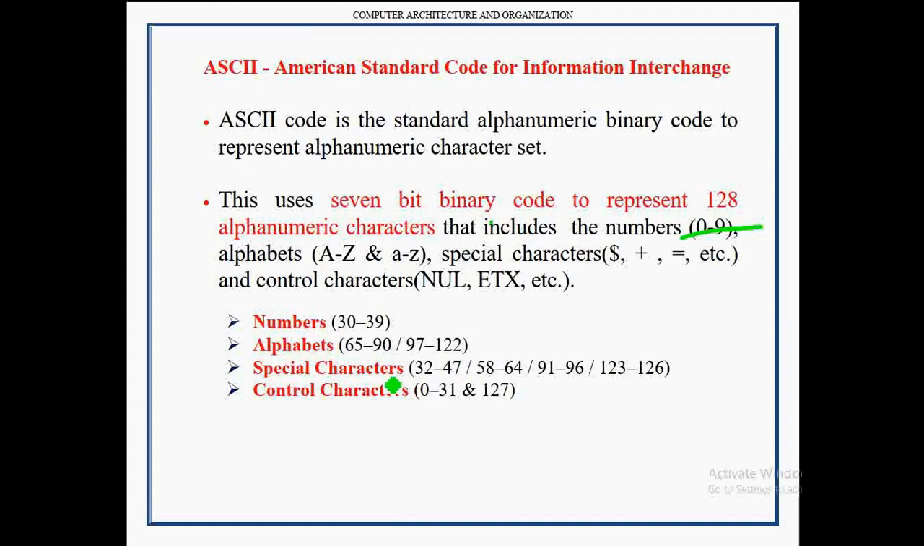Special characters are represented by the ASCII code that is equivalent to the decimal values from 32 to 47, 58 to 64, 91 to 96 and 123 to 126. Whereas the control characters are represented by the ASCII code that is equivalent to the decimal values 0 to 31 and 127. Here these control characters are non-printable characters which are used to send commands to computers or to printers. Whereas other alphanumeric characters coming under the category numbers, alphabets and special characters are printable characters.